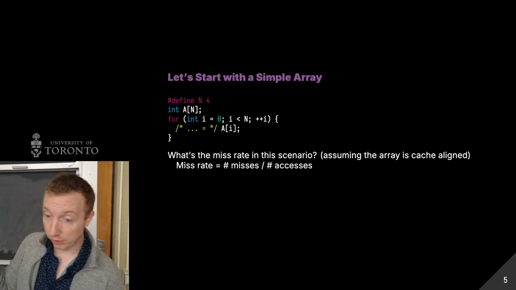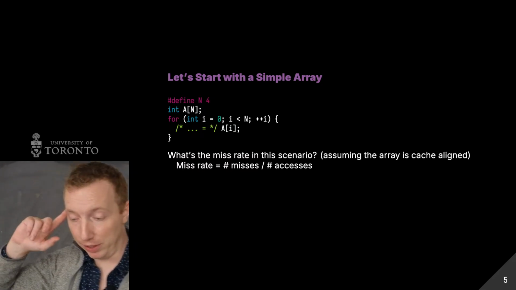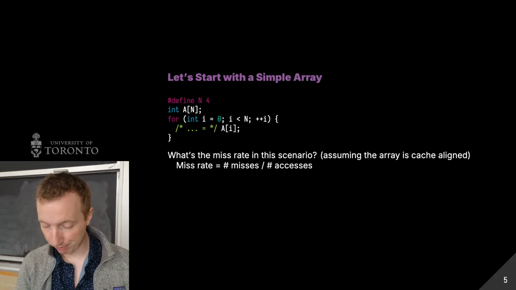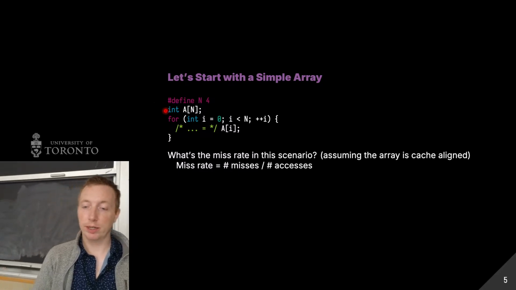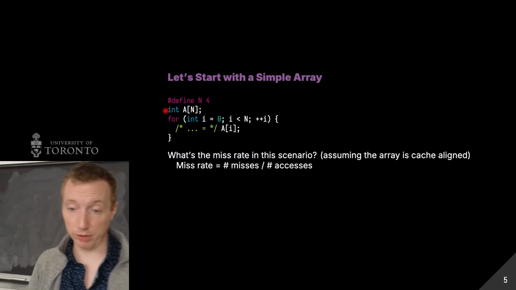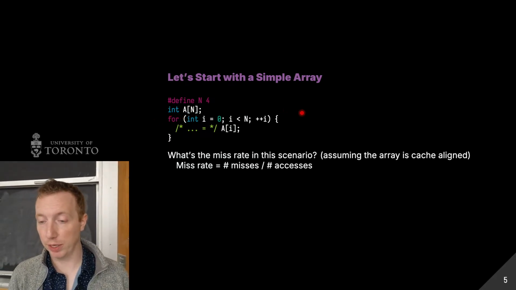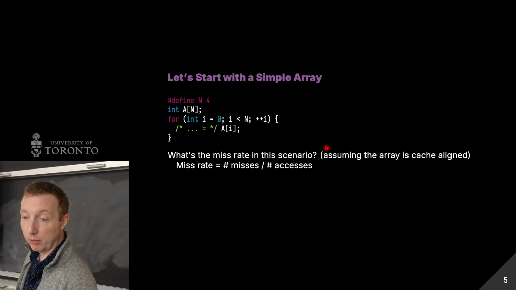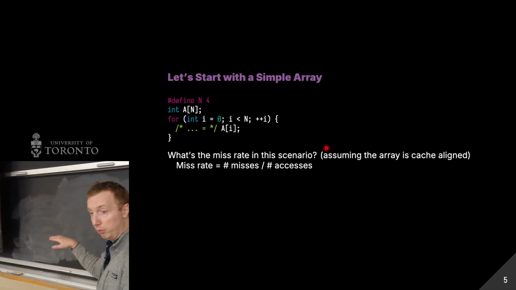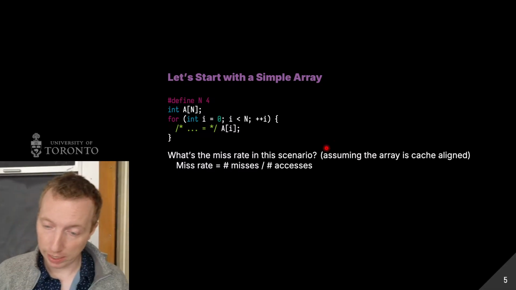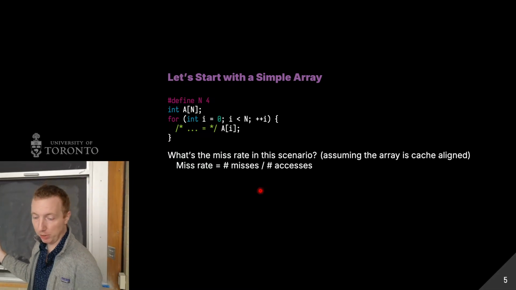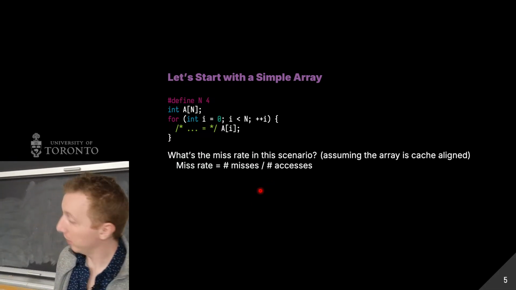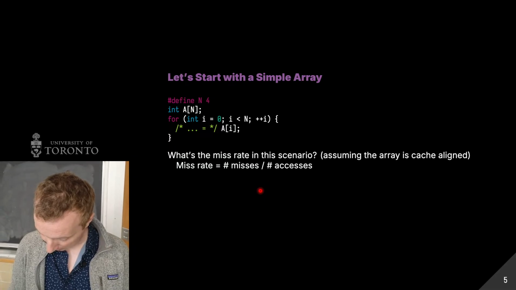So let's first start off with analyzing a very, very simple array. Say we define n equal to 4. We create an integer array of 4 elements just on the stack, and then we have our for loop that just reads elements of A. So for our cache, we should be able to figure out what the miss rate is in this scenario, assuming the array is actually cache aligned. And then we should be able to figure out our miss rate, which is just the number of misses divided by the number of accesses. So first element that I access, is that a cache hit or a miss?